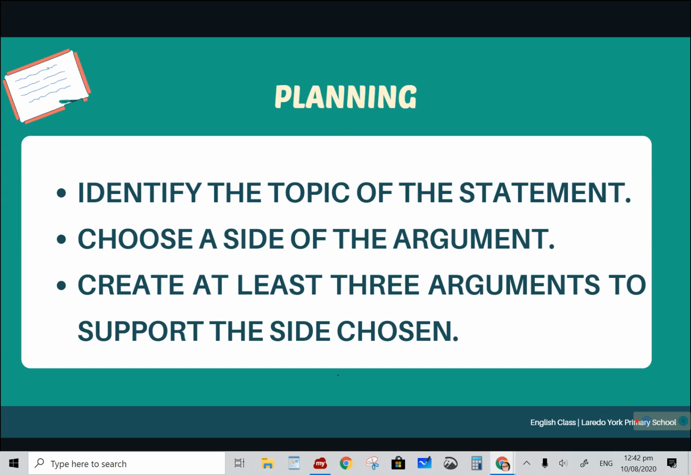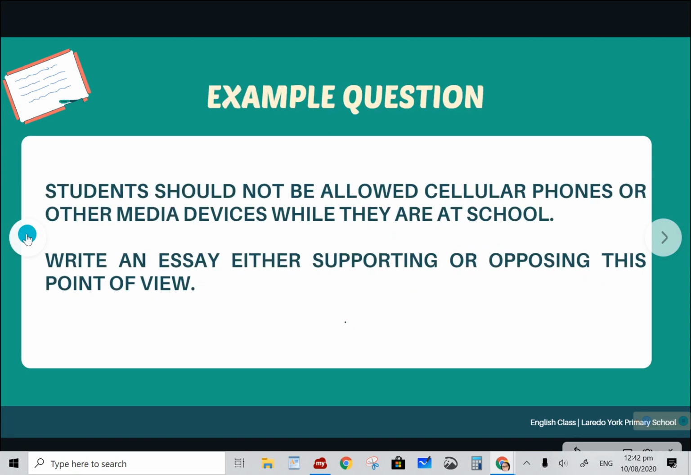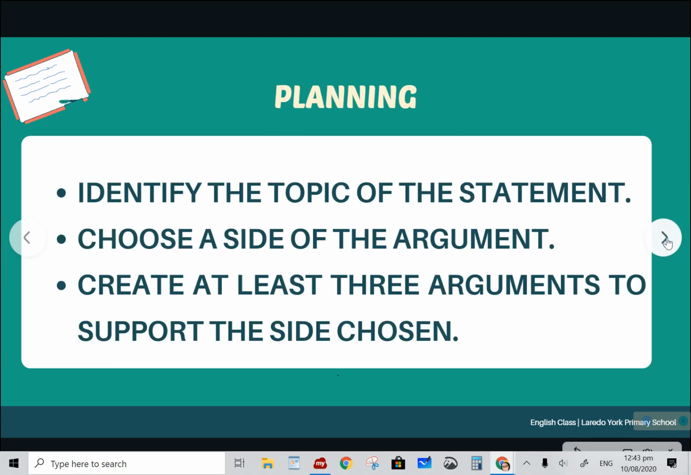Identify the topic of the essay. So let us go back to the actual essay. The topic of the essay would basically be cellular phones or other media devices. Now they did not say to identify the argument, but the topic. So you are to identify it, and you can also underline the words so that you would remember what you are about to write about. Identifying the topic, you should jot down your information as you go.